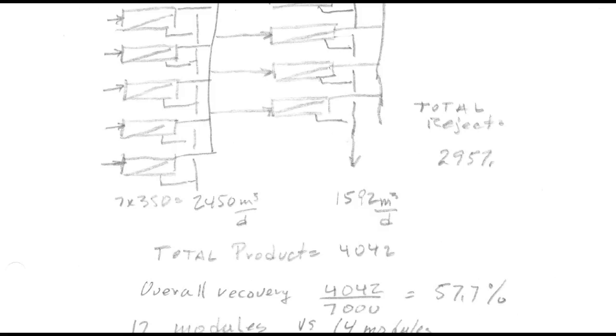Those are not the only factors, but this is an example of staging, and by staging, reducing the number of modules in the subsequent stages. This is a common practice, and in many cases there may be 3 stages or even 4 stages.